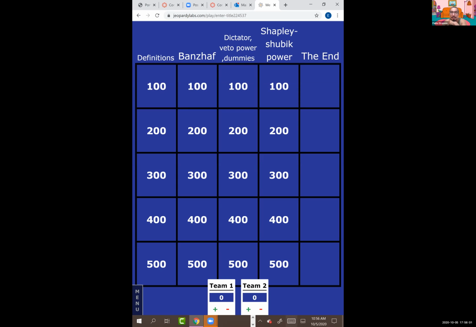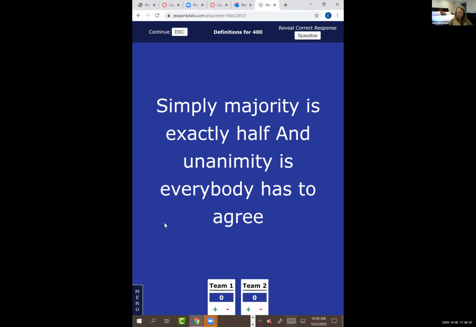Definitions 400. Okay, let's see what you guys have. Simple majority is exactly half, and anonymity is everybody has to agree. Is that a false or true question? Because that's not true. Simple majority is more than half, and we didn't talk about anonymity.